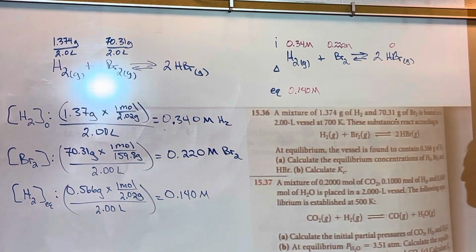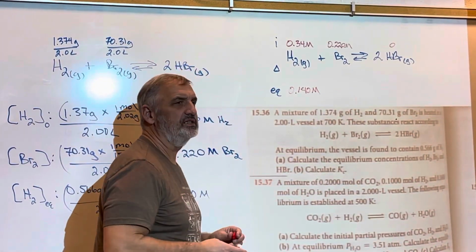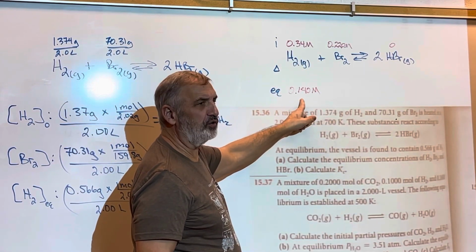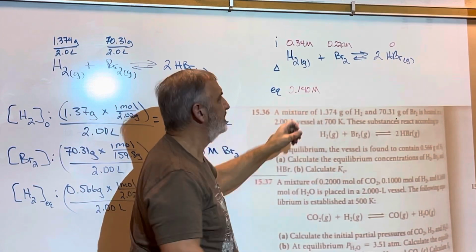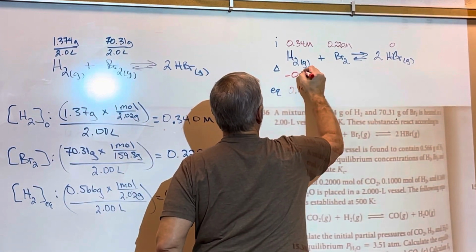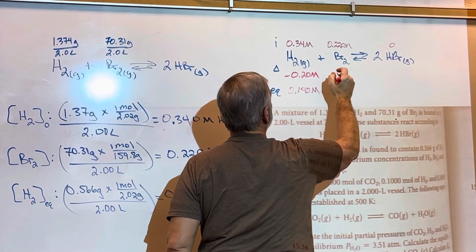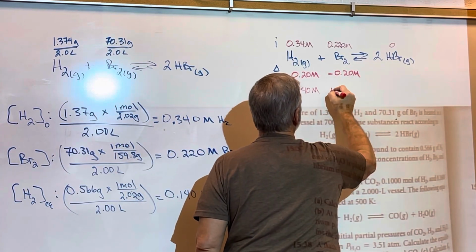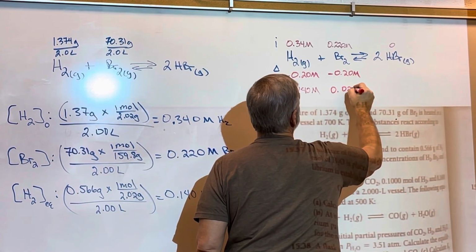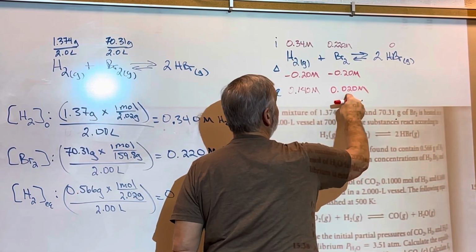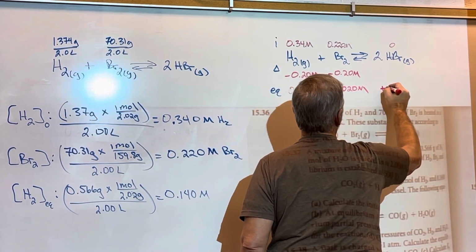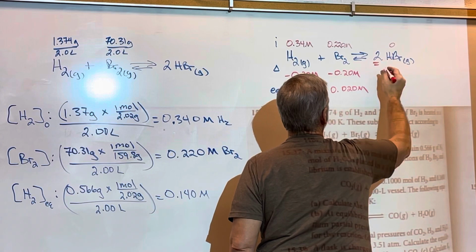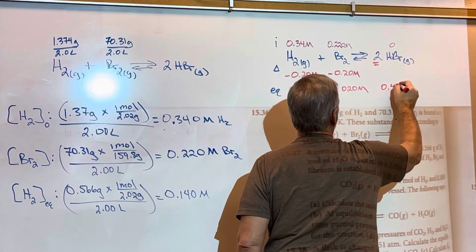All right, so based upon the noise, that means we're close to being done. So if we go from 0.34 to 0.14, what's my change? Minus 0.2. Okay, so this one's going to be minus 0.2 as well because it's 1 to 1. So that's going to make this one equal to 0.020, right? So almost none of that left. And then this is going to be plus 0.4, because of the 2. So it's going to be plus 0.4 molar.